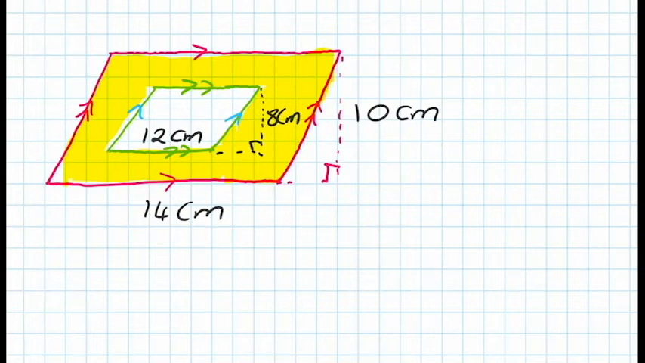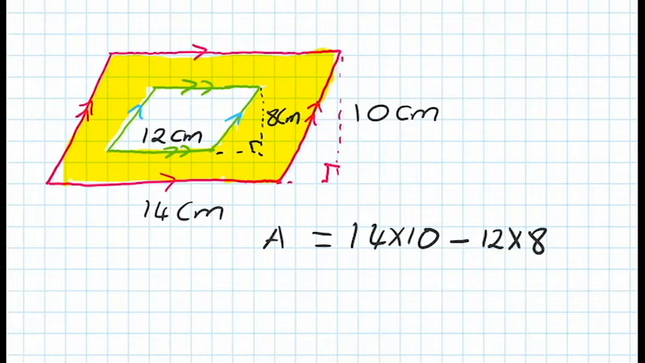So the area of the large parallelogram is, look, perpendicular lines, 10 times 14, right? Or 14 times 10. Then I minus the smaller parallelogram, so I minus 12 times 8. Okay, that's all, right? So if you use your calculator, you work it out. You get 44 centimeters squared. See? Now, let's do the last one.